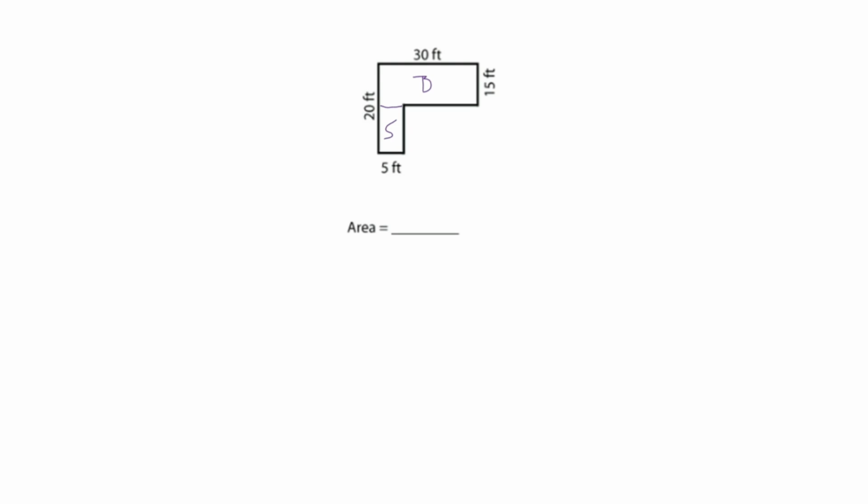So let's start with the big rectangle. I'm just going to outline the one we're talking about. We know the length of B is 15 and we know the width is 30. So for B, we have 450 feet.